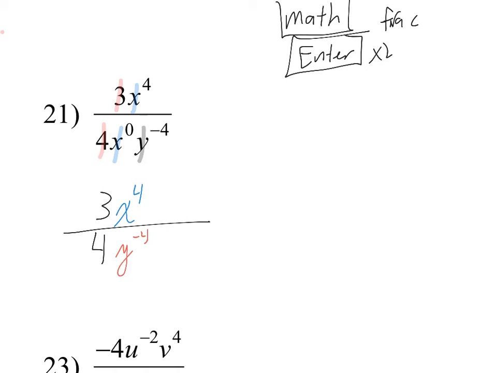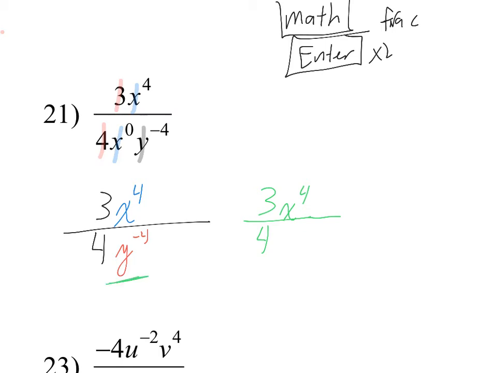So what we're going to do is we're going to move that. Now, our other three pieces, the 3, the x to the 4th, and the 4, are all going to stay exactly where they are. So none of that's going to move. So I'm going to rewrite it just like it is, because none of that moved.